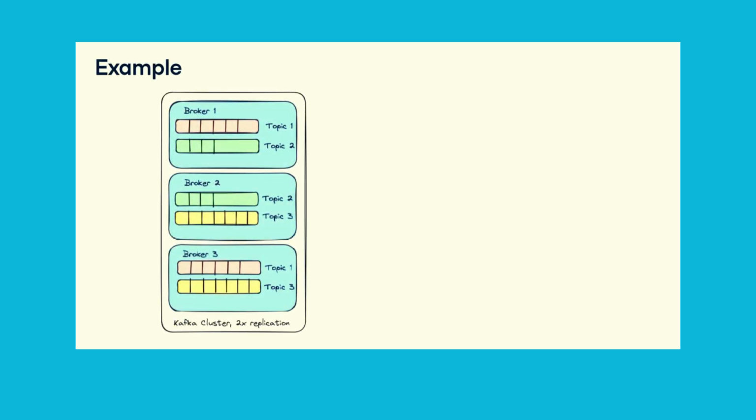Let's consider an example cluster with 3 brokers. This cluster has 3 topics defined and set with 2x replication, meaning that there are 2 copies of each partition within the cluster. We can lose one system before data failure.